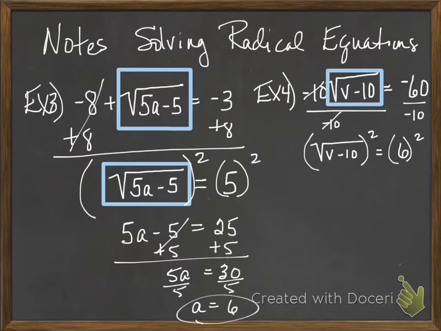When I square the square root of v minus 10, I just get what? The square and the square root cancel out, and I just get v minus 10. 6 squared is 36, and my last step is to add 10. Final answer, 46.